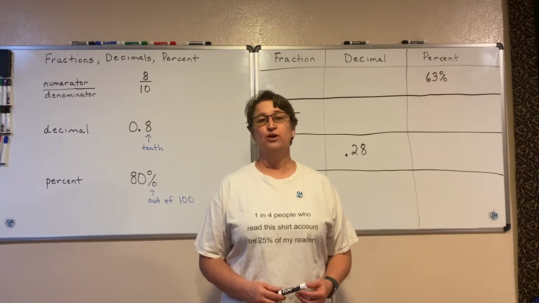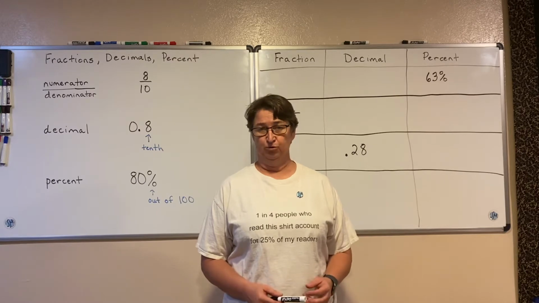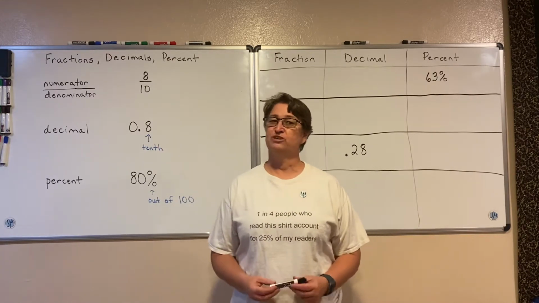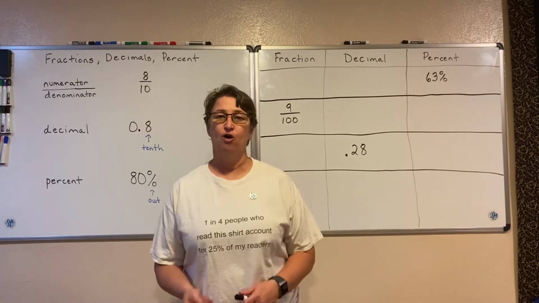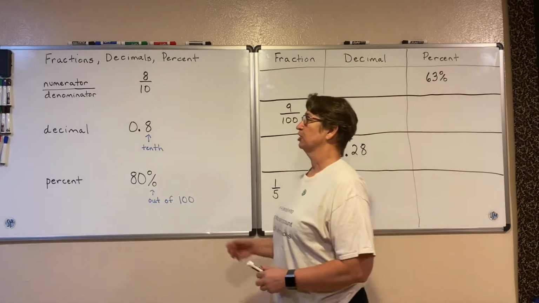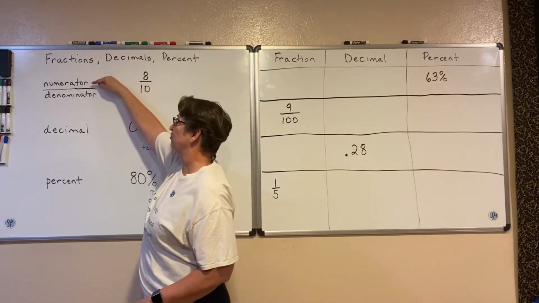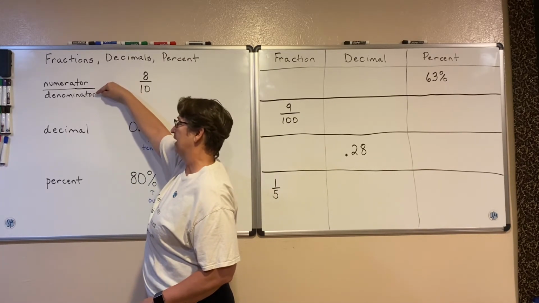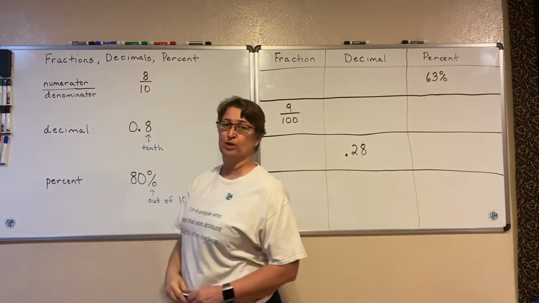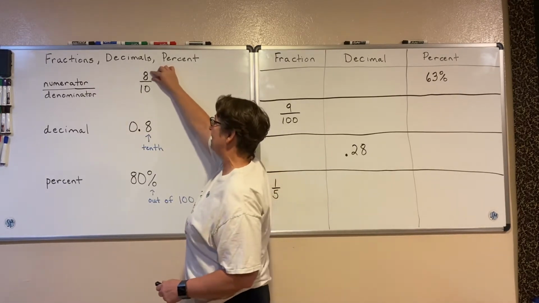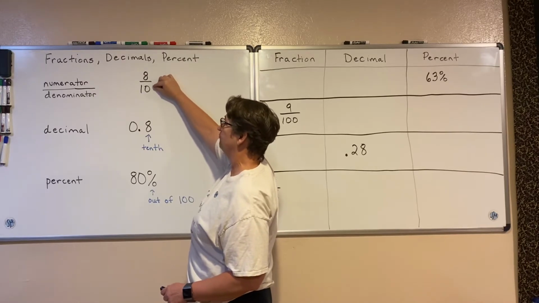In this video, we're going to look at fractions, decimals, and percents. All of those, fractions, decimals, and percents, are just part of a whole. The first one we're going to look at is a fraction. We write a fraction as the numerator over the denominator with that line in between we call the vinculum. And this just says we have 8 pieces out of 10.